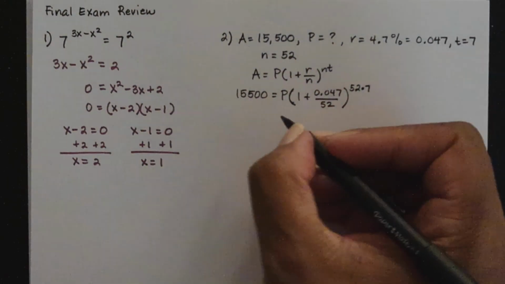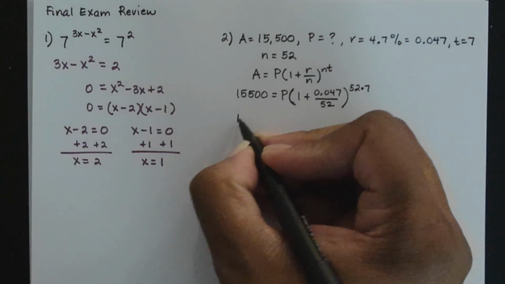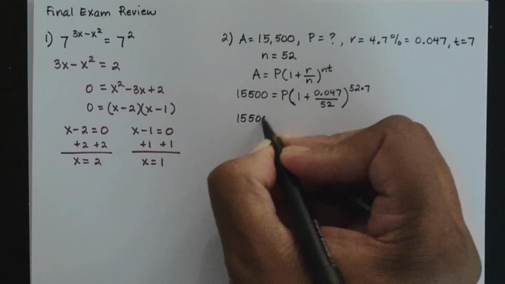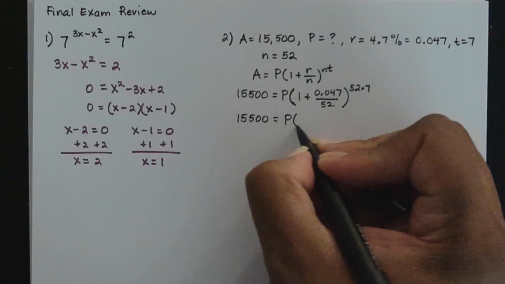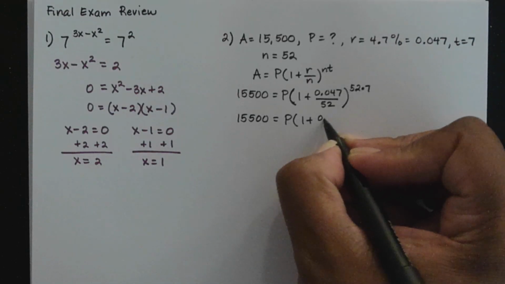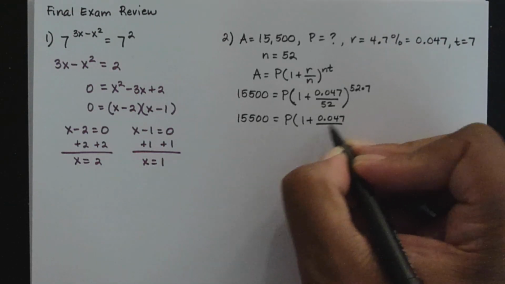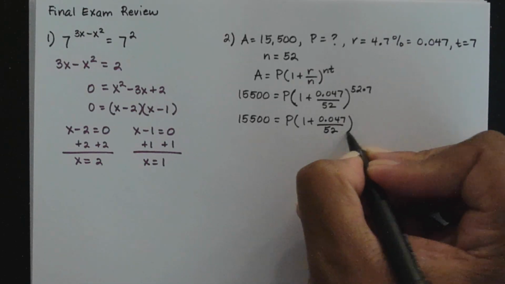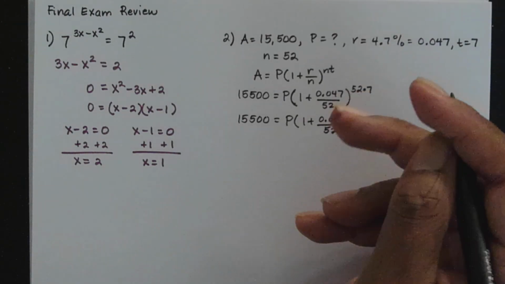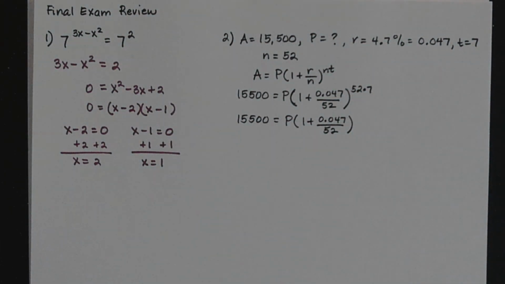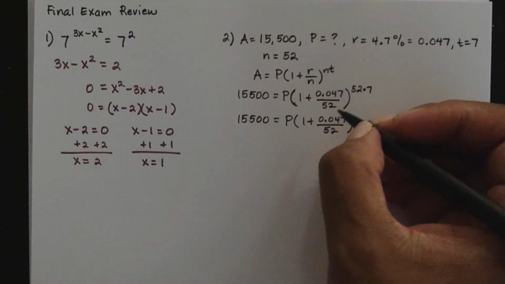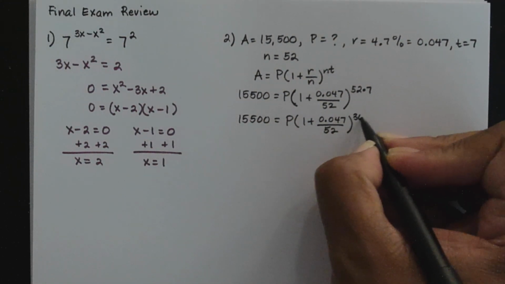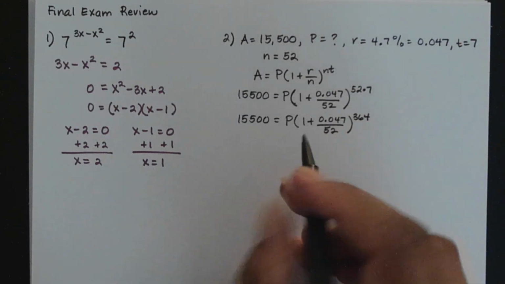And what I'm going to do here is just multiply 52 times 7. I'm just going to rewrite all of this in parentheses. 52 times 7 ends up being 364. So this exponent for the 52 times 7 is 364.